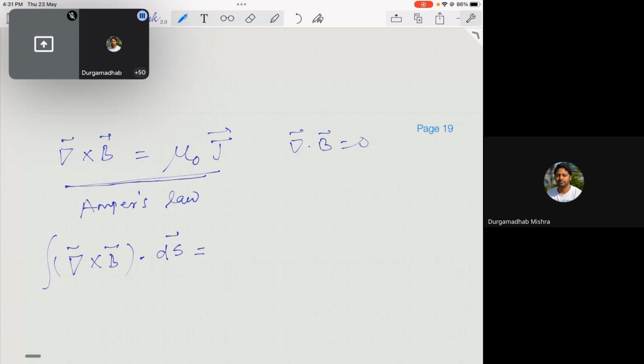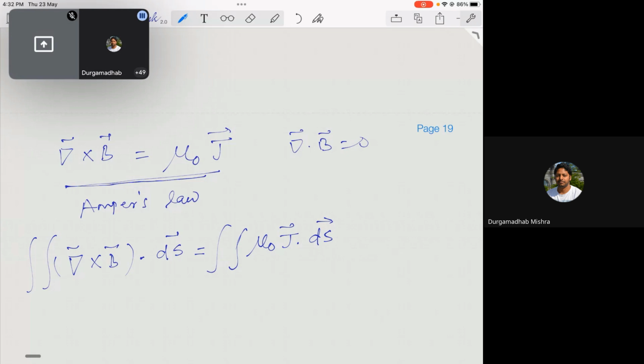You have to always be careful about the vector sign and whether you should use a curl or a dot product or whatever you are going to use. Many times people make a lot of mistakes about where to put a vector sign, where not to put one, and whether to make a dot product or cross product. So do this carefully. On the right hand side, I'm again taking a surface integral.